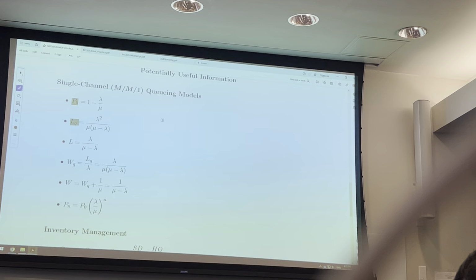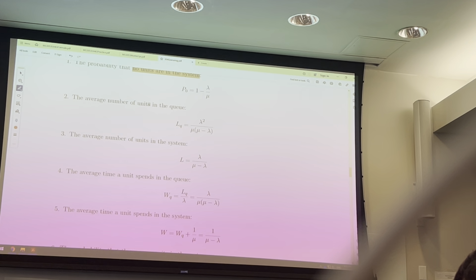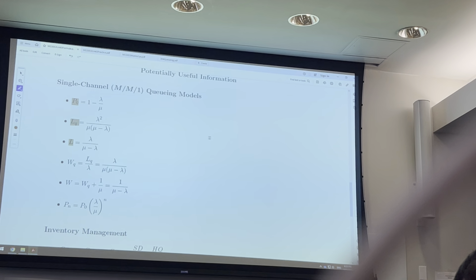LQ is the average number of units in the queue. So how many people are waiting in line? L without any qualifiers is how many people are waiting and being served. So how many people are in the system. That includes the line itself and the service window.